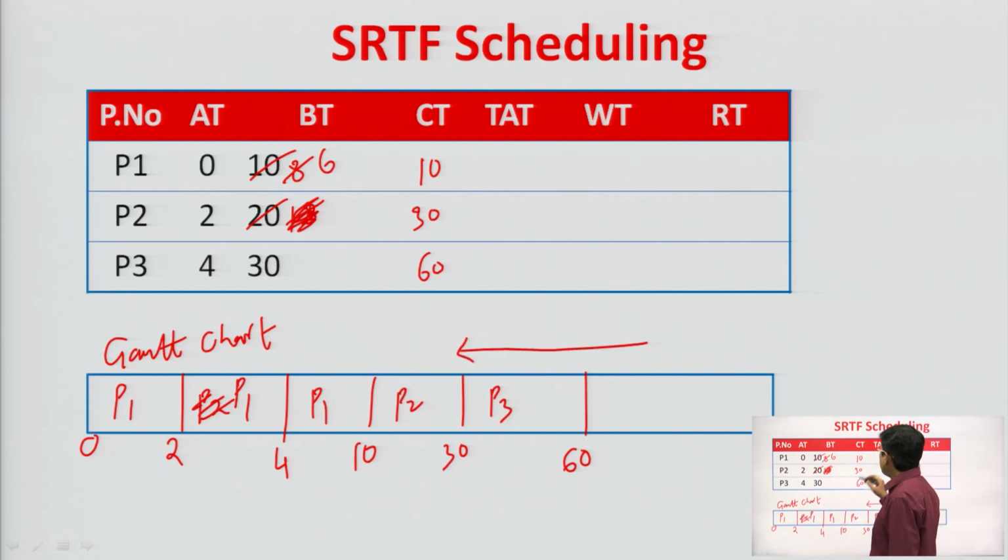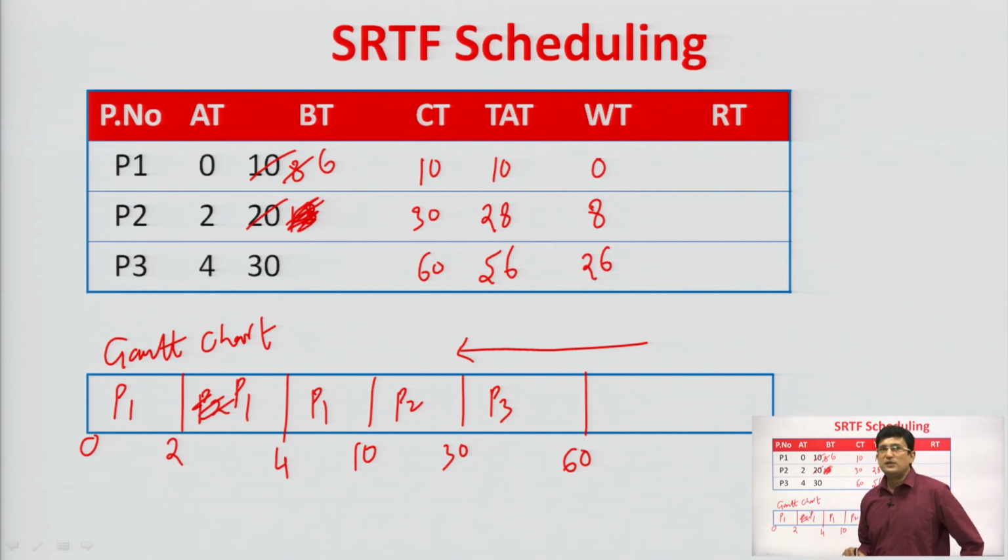The turnaround time is completion time minus arrival time. So, 10 minus 0 is 10, 30 minus 2 is 28, 60 minus 4 is 56. Now, the waiting time is the turnaround time minus the burst time, that is, how much time is wasted. So, 10 minus 10, 0 time is wasted for P1; 28 minus 20 is 8; 56 minus 30 is 26 for P3.